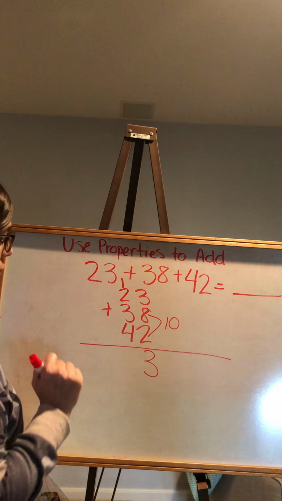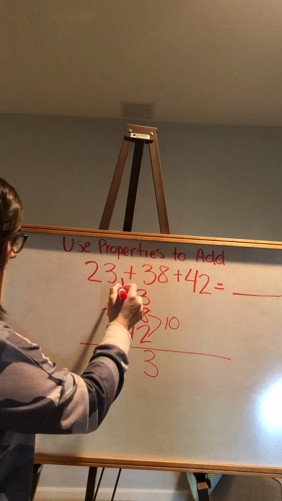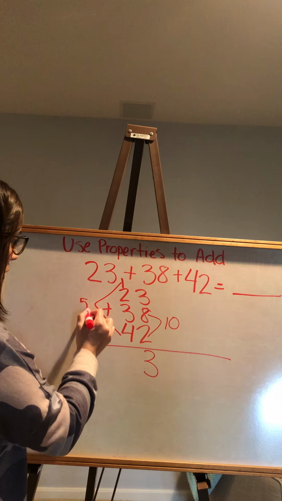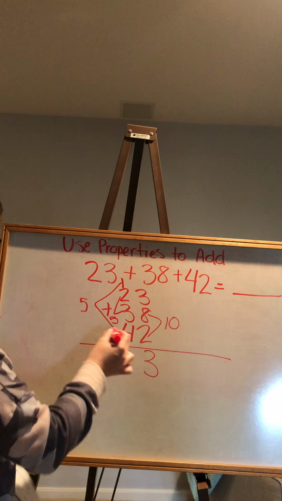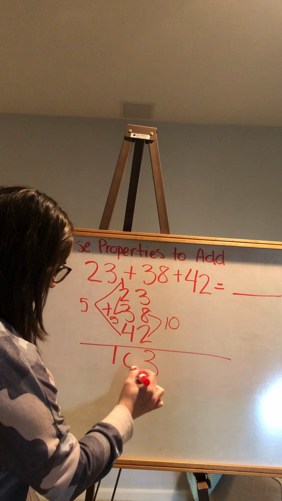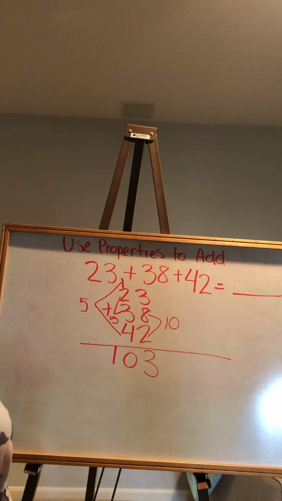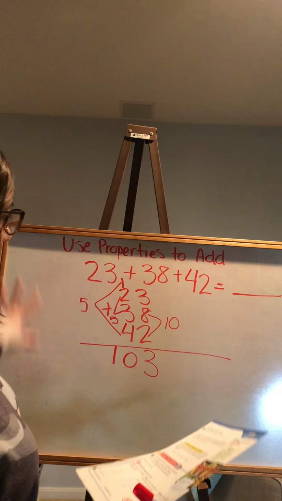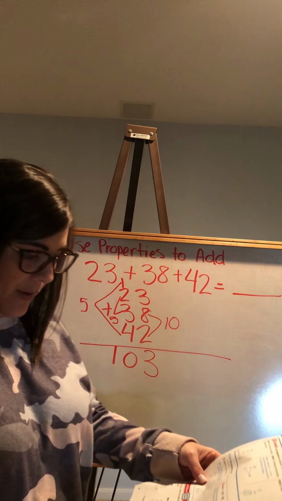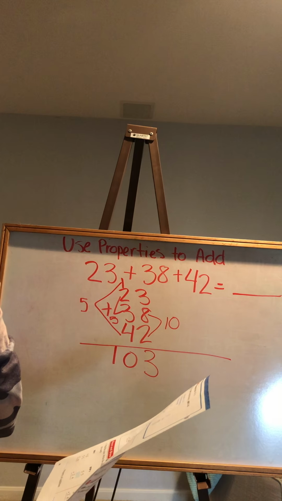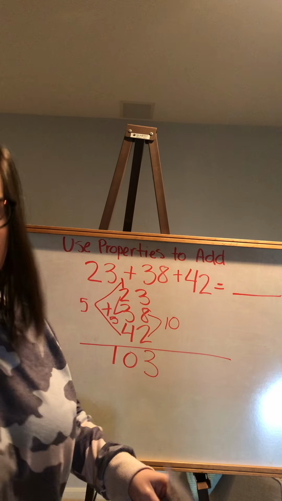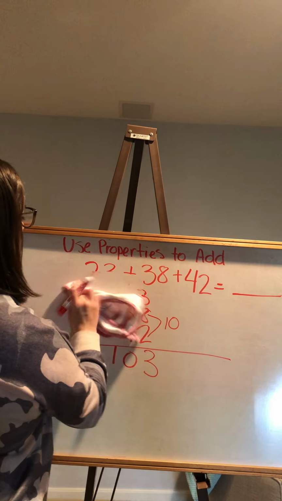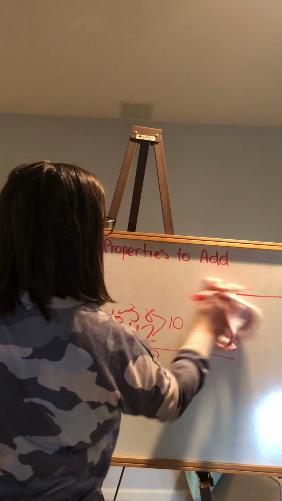That way, it makes it a lot easier. Now here, a way to add this is 1 and 4 equal 5, 3 and 2 equal 5. 5 plus 5 is 10. So our answer is 103. So this is a way that you can solve the problem. Now, let's go ahead and I'm going to erase this. We're going to do some more examples.